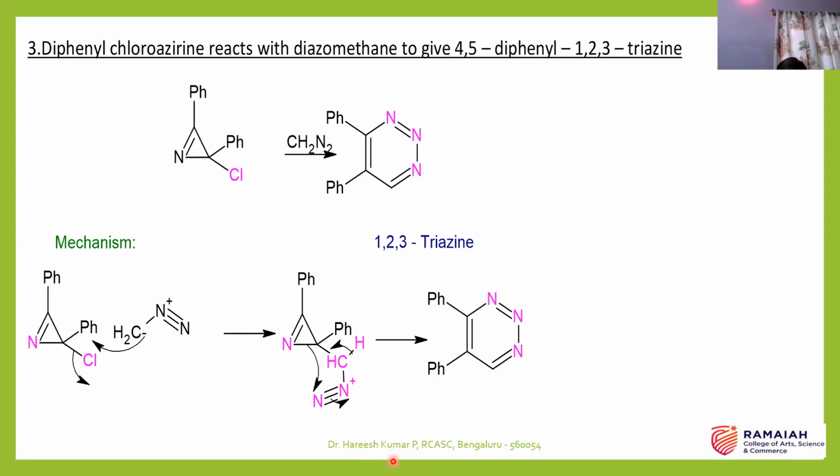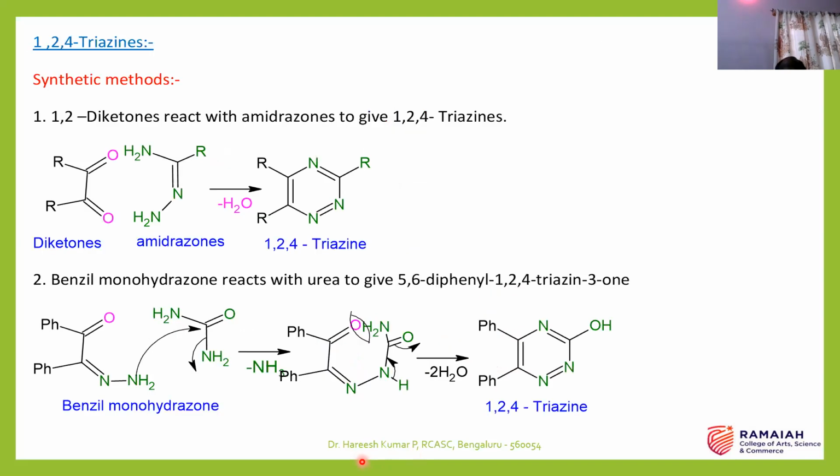Okay, these are the three methods of preparation of triazines, more particularly 1,2,3 triazines. So now let's go for a different triazine. That different triazine is called 1,2,4 triazine. Okay, this is the one. How can this be prepared or synthesized?